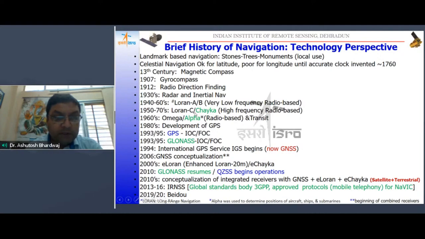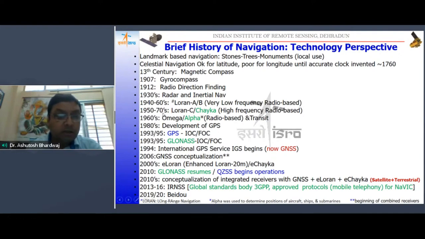But the point we want to make here is that these LORAN A, B, C and Chayka systems were ground-based and tower-based systems, similar to the ones we use today for mobile phones. However, they are very tall towers and definitely different in construction also. But these are tower-based systems.